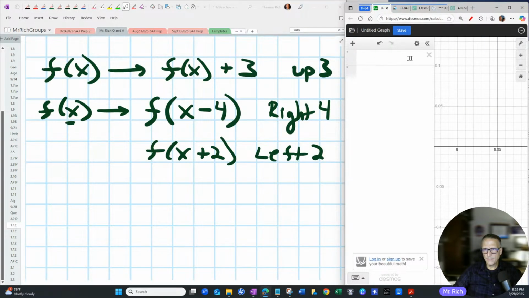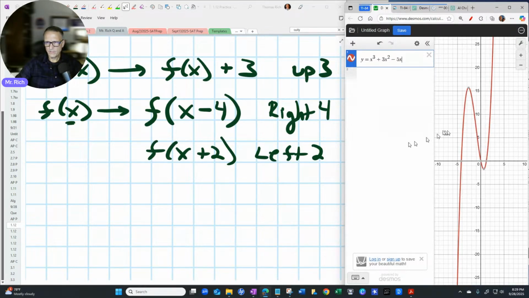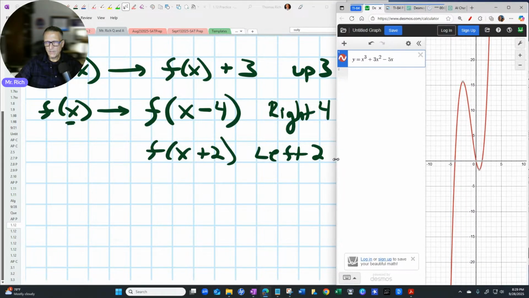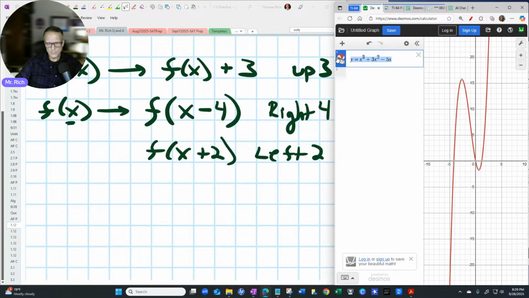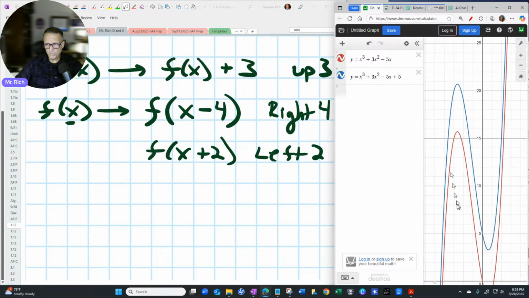So what I'll do is make just some random function here, and I'm going to do a polynomial. Let's do a random third-degree polynomial. So we'll do x cubed plus 3x squared minus 5x. Let's see what that looks like. Okay, there it is. And we'll spread this out just a bit. Now, what I'll do is let's copy that, and we'll put it down here. Now, let's tack on plus 5. So you can see that the whole function, everything on this function moved up by 5 units.